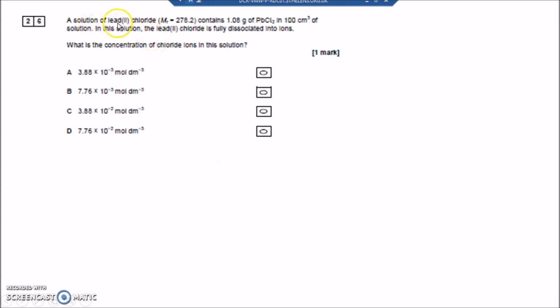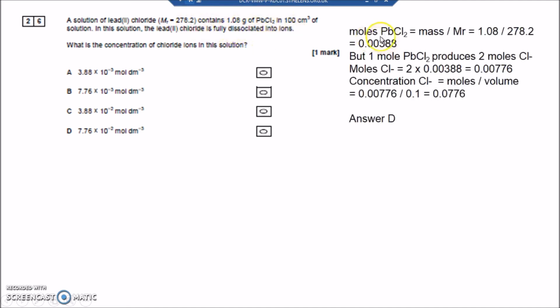Question 26. A solution of lead chloride, Mr 278.2, contains 1.08 grams of PbCl2. So why would they be giving me a mass and an Mr only to work out the number of moles of PbCl2? So without reading any further, let's do that now. Moles of PbCl2, moles is mass divided by Mr, 1.08 divided by 278.2. I've got 0.00388 moles of PbCl2.